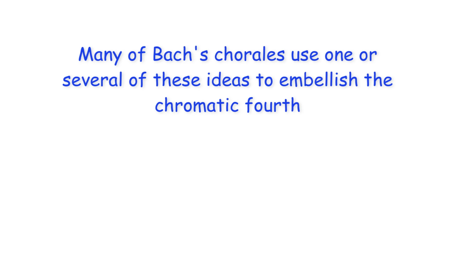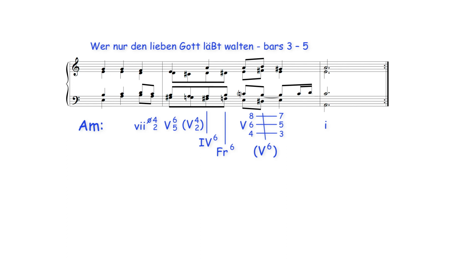Many of Bach's chorales use one or several of these ideas to embellish the chromatic fourth. One chorale in which Bach draws together many techniques is Chorale 146. In this descending example in A minor, Bach harmonizes the raised 7th degree as the third of an E dominant 7th chord, the dominant of A minor, but which is here acting as the dominant of the following A secondary dominant 7th chord, harmonizing the natural 7th.